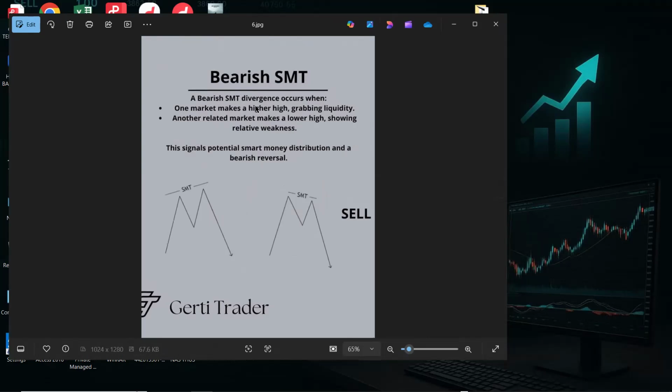Bearish SMT. A bearish SMT divergence occurs when one market makes a higher high, grabbing liquidity, and another related market makes a lower high, showing relative weakness. From what this trader is telling us, the asset which is weak is the one which fails to create a higher high, thereby completing that SMT divergence which you see here. This is exactly the setup which we had today on NAS 100 and US 500. I'll show you an example just now. So this signals potential smart money distribution and a bearish reversal.